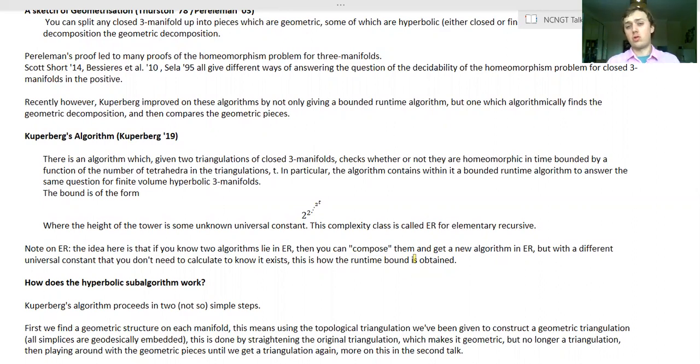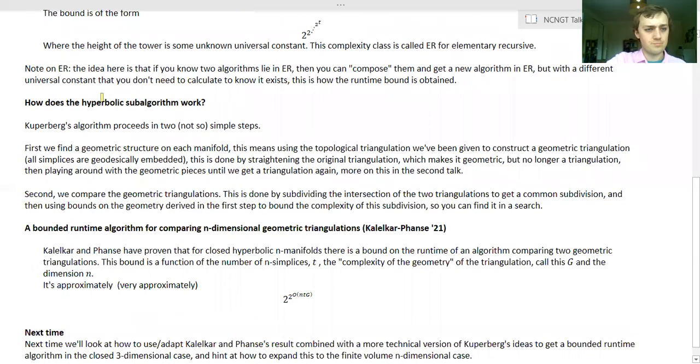And so for an algorithm like Kuperberg's, which combines like 10 different algorithms for cutting up and then comparing all the pieces, this makes a lot of sense as a bound, but it leaves open the question, how tall is that tower? And really that was the question that I sought out, at least in the hyperbolic case, to try and answer. That's where this idea for the higher dimensional stuff came from as well, trying to optimize Kuperberg's hyperbolic sub-algorithm. So how does that hyperbolic sub-algorithm work?